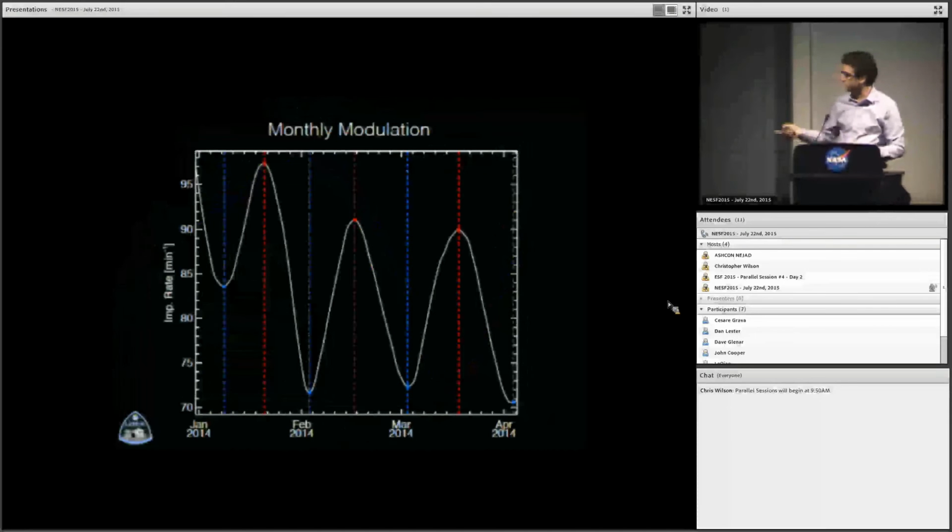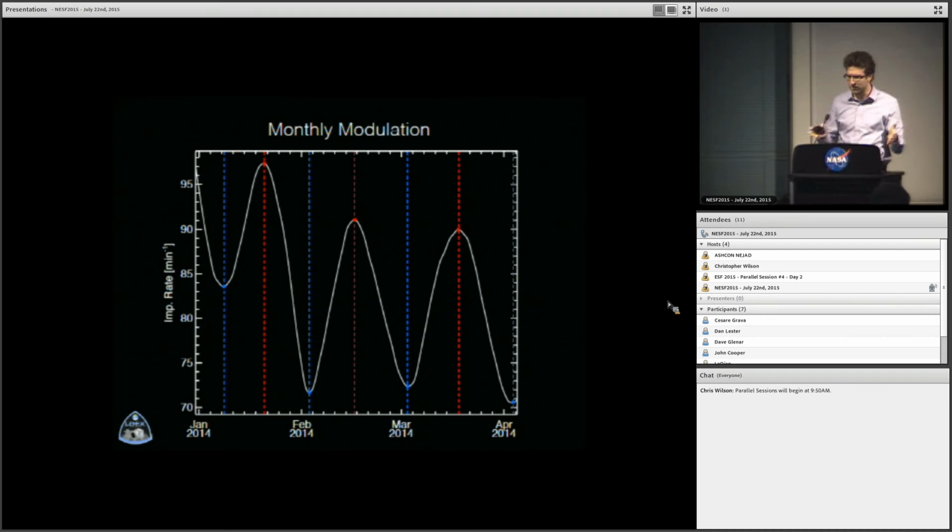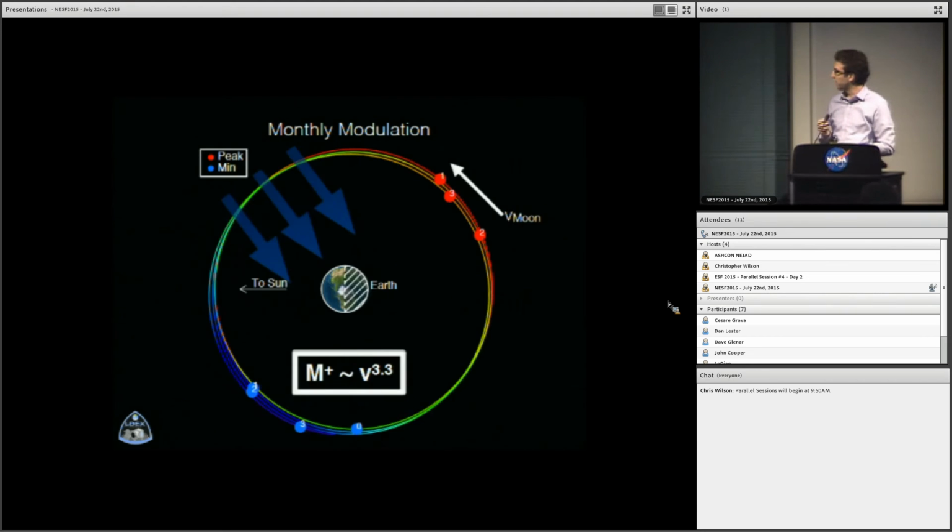So what we did is look at a period of 4 months in a quiet period, from October to the beginning of January. There were a lot of showers, but we want to look at the sporadics. So from January to April, we looked at the very smooth impact rate as a function of time. What you can see is it's sinusoidal, and it has about a characteristic amplitude change. And so we looked at where do those occur.